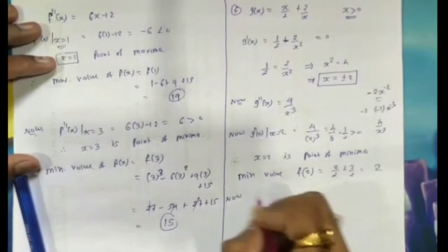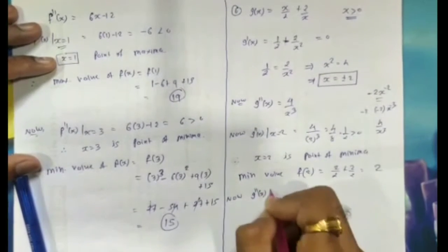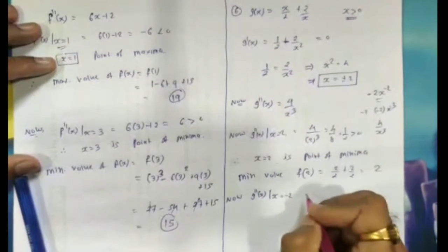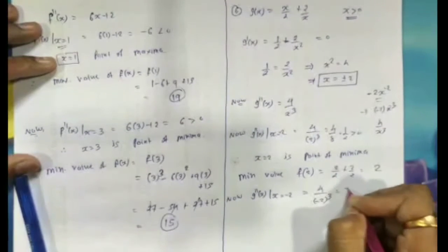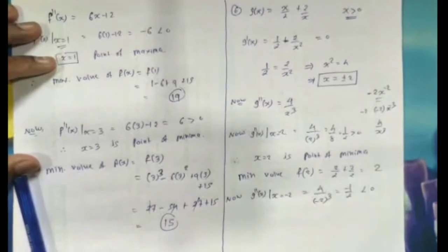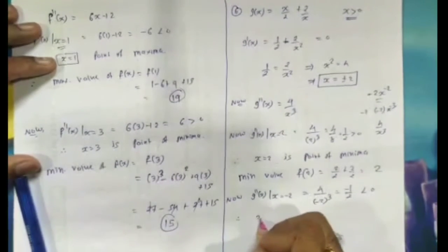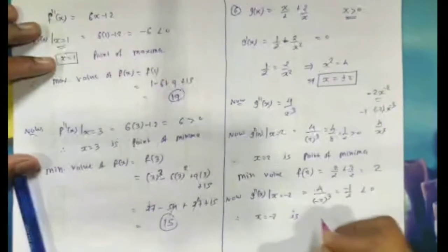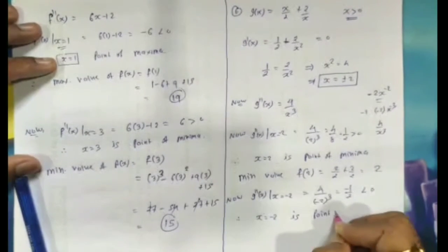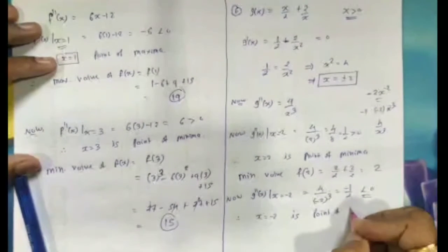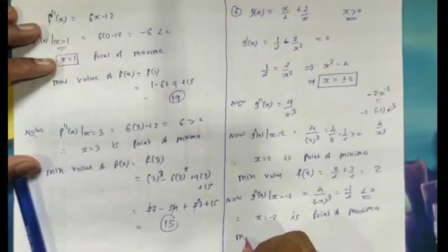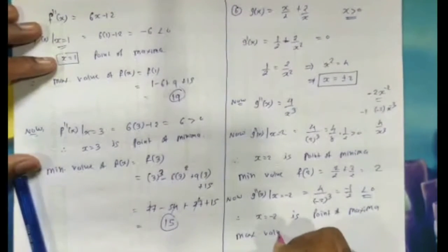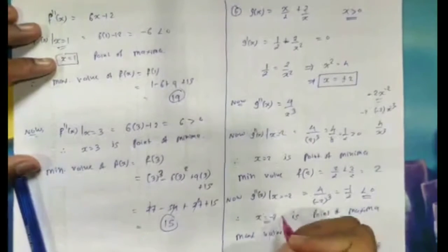Second point is minus 2. So now checking the value of the second order derivative at x equal to minus 2. That is equal to 4 upon minus 2 cube, so minus 1 by 2, less than 0. So we can say that x equal to minus 2 is point of maxima. So therefore our maximum value is the value of the function at x equal to minus 2.